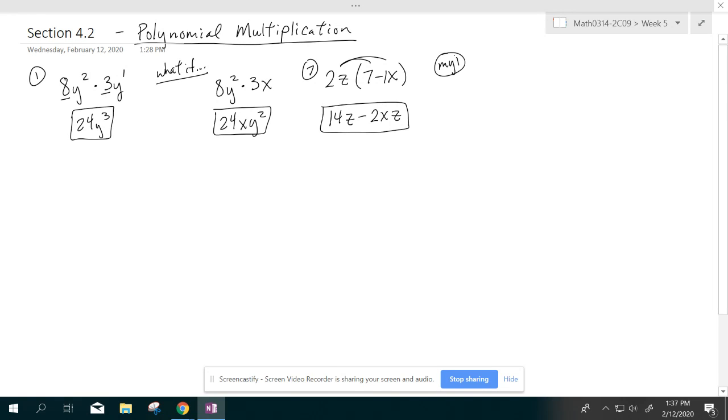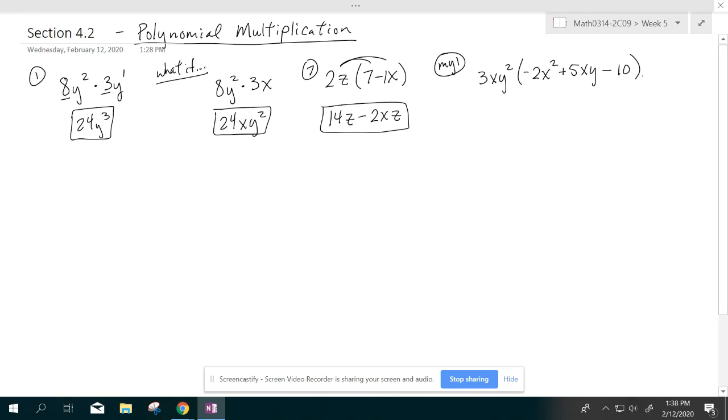Now this is my first problem. I'm going to make one up. Let's do 3xy squared times negative 2x squared plus 5xy minus 10. Okay, now, does everybody notice that this is a monomial times a trinomial?